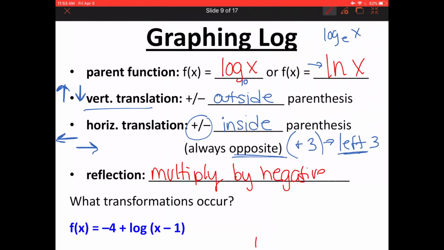So whenever you multiply by a negative number, you are reflecting. Notice it has to be multiplication. So it's not just because you're subtracting. You have to be multiplying by a negative number. So let's look at the example here.